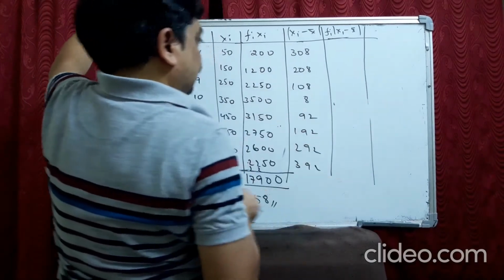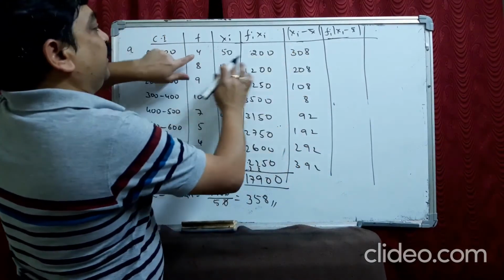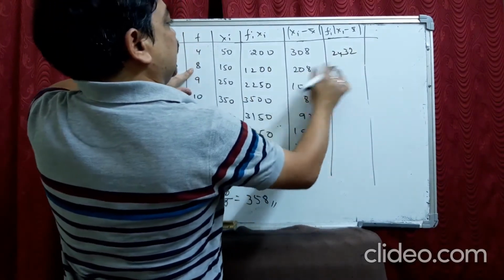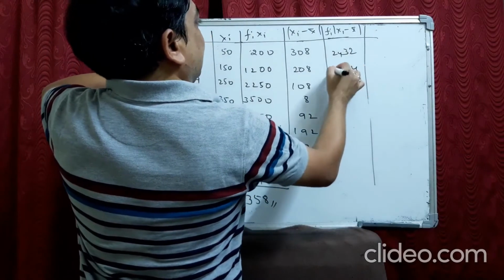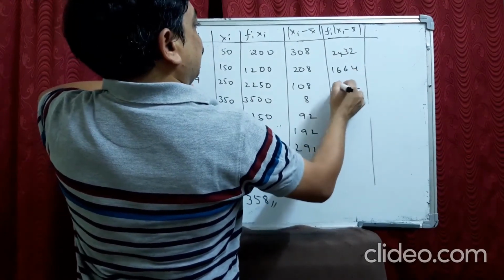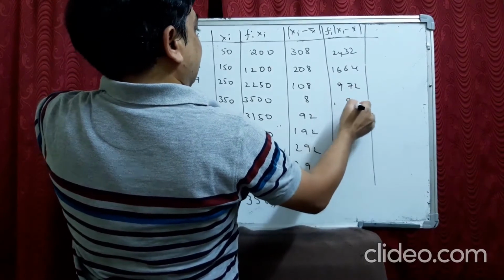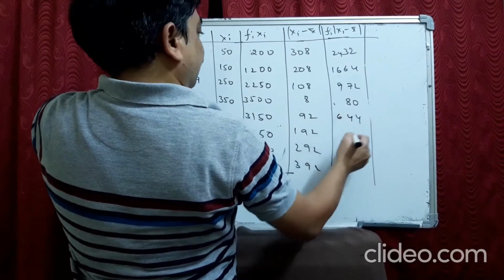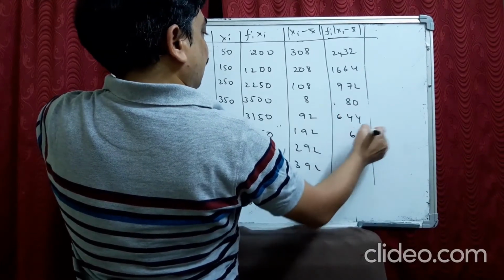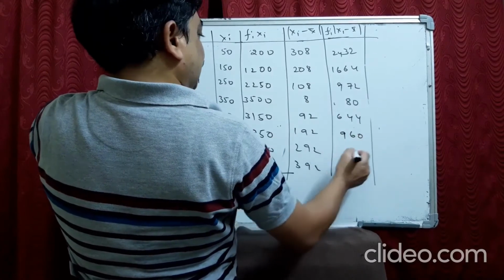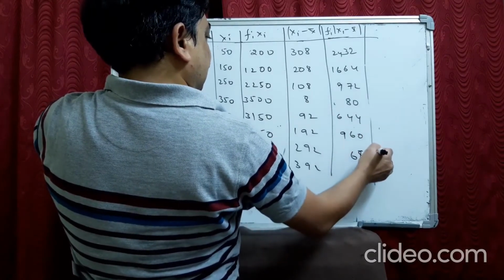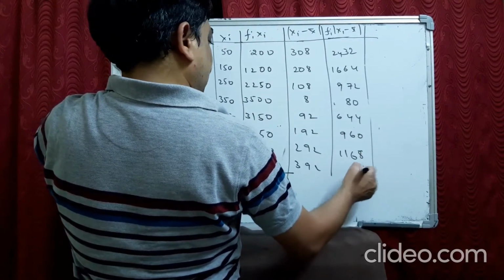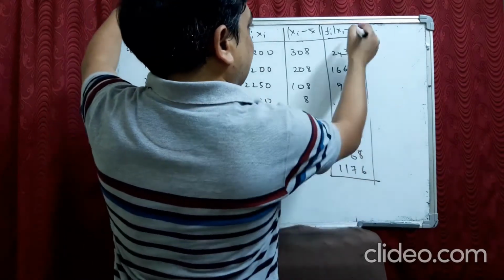Let us add all this. Okay, now multiply this with f. 4 into 308, 1232. 8 into 208, 1664. 9 into 108, 972. 10 into 8, 80. 7 into 92, 644. 5 into 192, 960. 4 into 292, 1168. 3 into 392, 1176. Let us add all this.